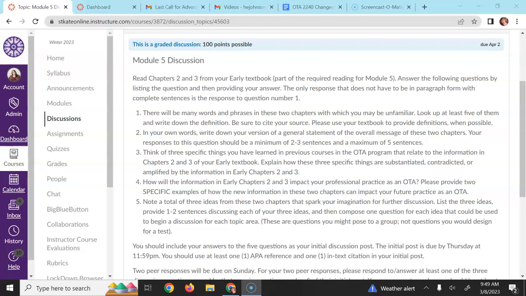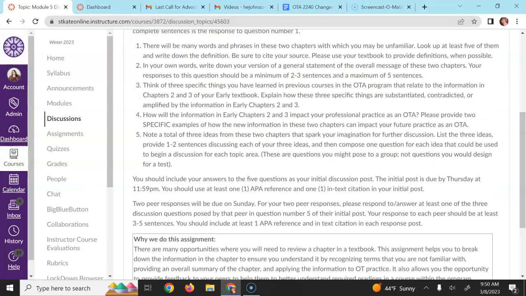Then for number 5, you're going to note a total of 3 ideas from the 2 chapters that spark your imagination, that you wish you could have further discussion about. You're going to list these 3 ideas and provide 1 to 2 sentences telling me about those ideas. Then you're going to compose 1 question for each idea that could be used to begin a discussion for each topic area. These are questions you would pose to a group, not questions you would put on a test. So, questions that would prompt a discussion.